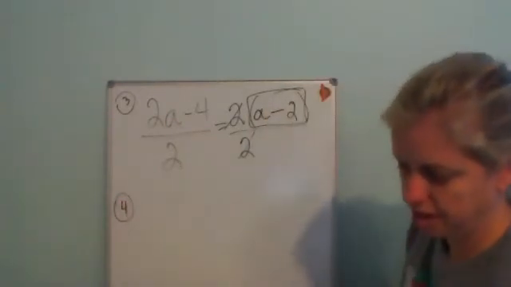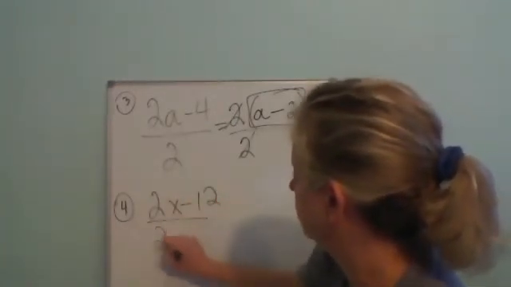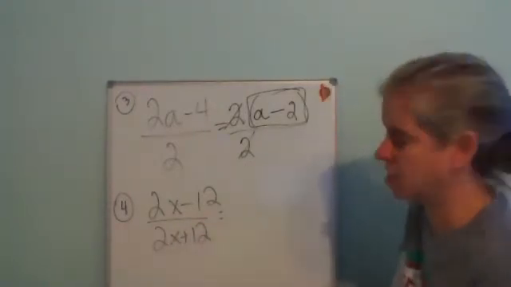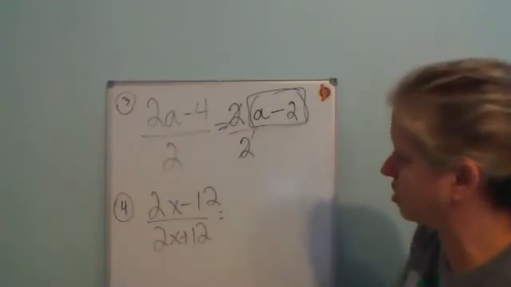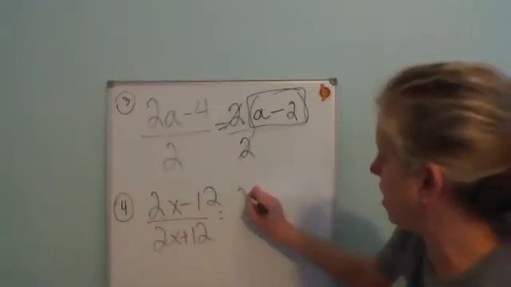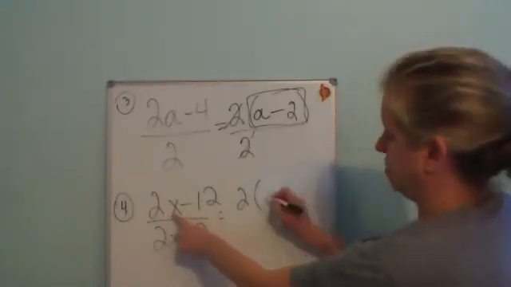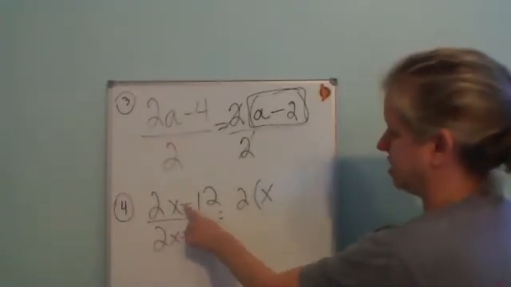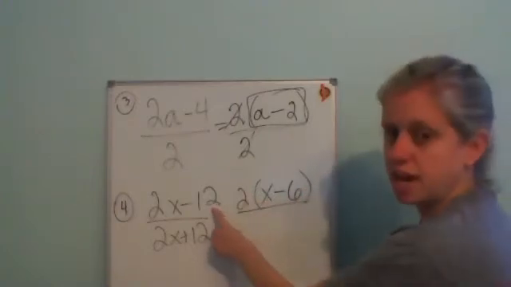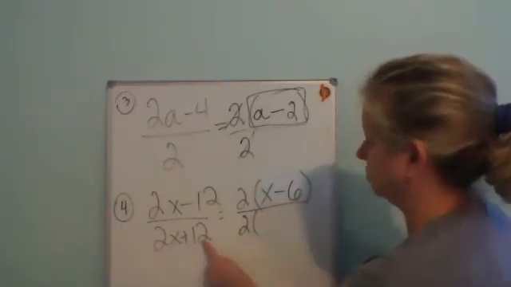Number 4, you've got 2x minus 12 over 2x plus 12. So once again, anywhere there is factoring in the top or the bottom, you've got to take care of that first. In the numerator, since 2 goes into both of those, just like on number 3, you're going to have to pull that 2 out and put in parentheses what is left. If I divide this by 2, all I'm left with from the first term is the x, minus, if I divide this by 2, I'm left with 6. Now do the same thing in the bottom. Again, 2 goes into both of those, so you'll pull out a 2.